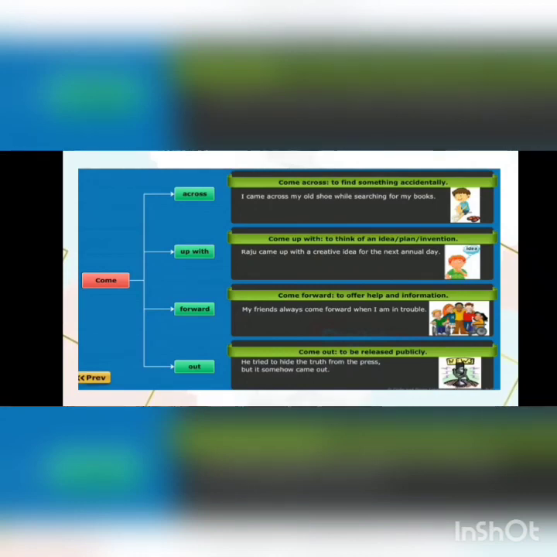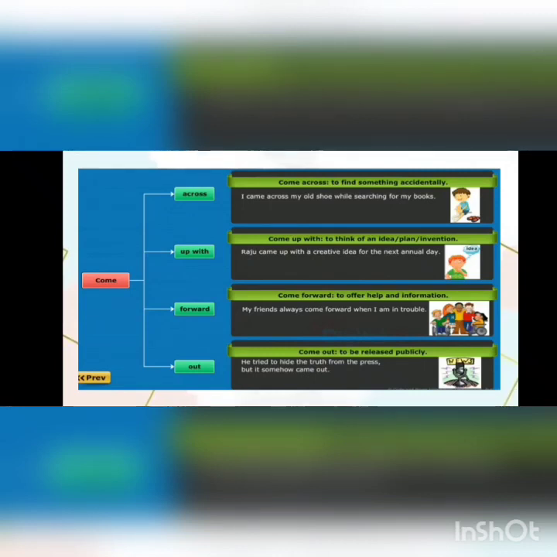Came forward. The meaning of came forward is to offer help and information. My friend always comes forward when I am in trouble. Come out means to be released publicly. For example, he tried to hide the truth from the press, but it somehow came out.